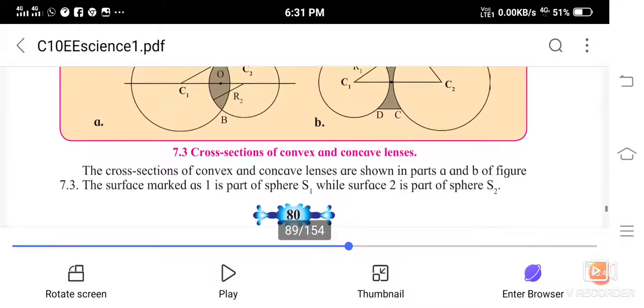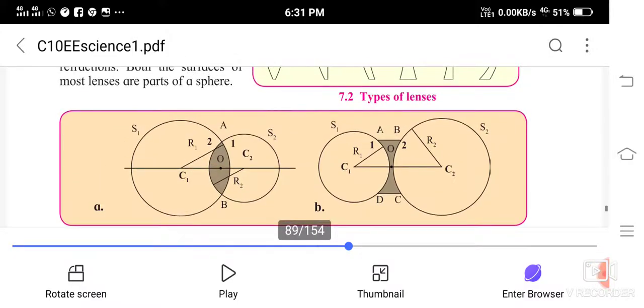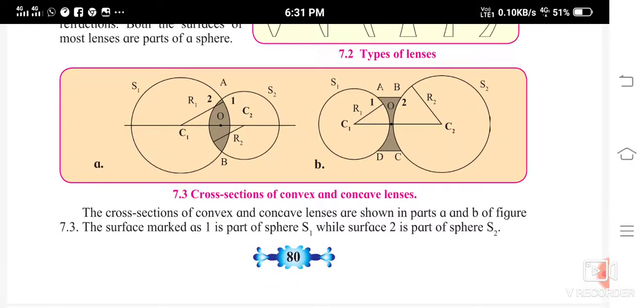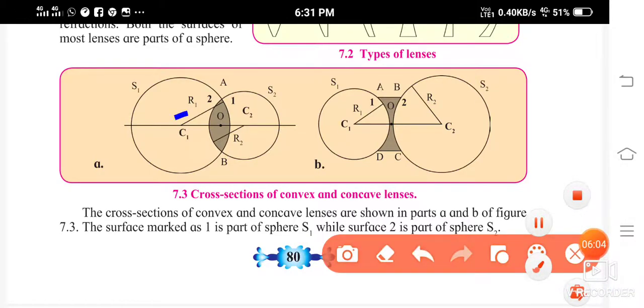So, let us see in the above figure. See R1, you can see R1 is the radius of the sphere S1, right? And R2 is the radius of the sphere S2. So, there are 2 radii, isn't it? You can see over here R1 and R2.